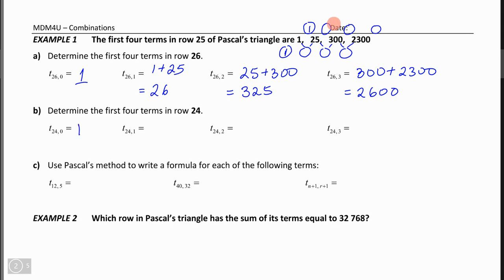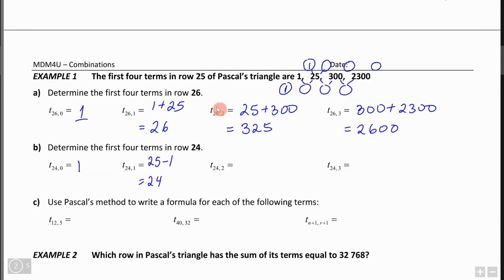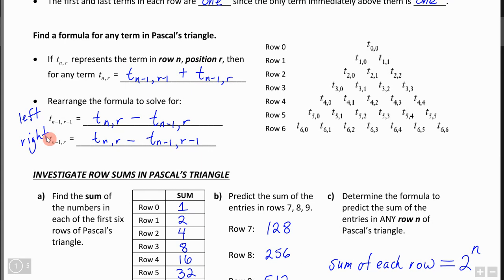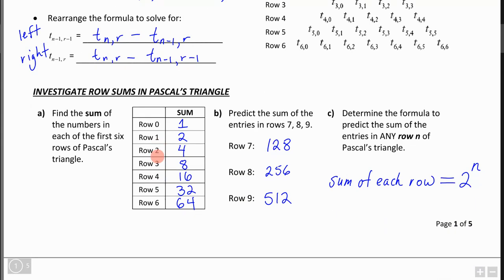Well, what about the next one? Well, if I already know that this number plus this number gives me 25, then by induction, I can say this is going to be 24, or I can say this is 25 minus 1, which is 24. So you can just either deduce it from just looking at the pattern, or you can use the formula that I gave you up here. If you want to find the term on the upper right, just use this formula. Okay.